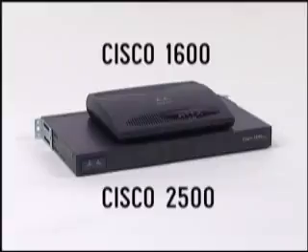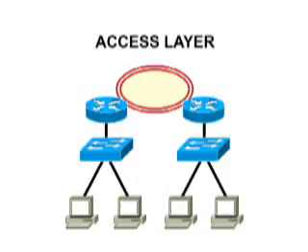The access layer is the point at which LANs, such as Ethernet or token ring networks, are able to connect to WAN resources, such as the Internet. Routers such as the Cisco 2500 and 1600 series are used at the access layer. End-user computers and servers are connected to the LAN. The access layer lets us segment the networks and groups of users based on their function, such as the marketing department and human resources department.